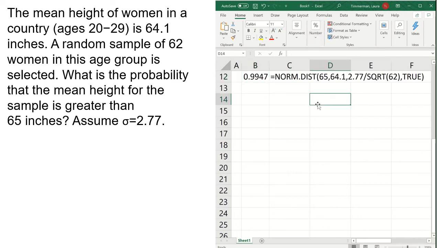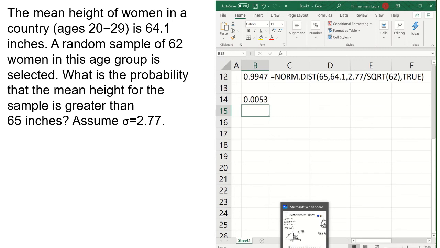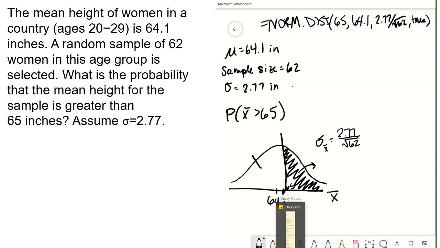Okay. So the probability that it's 65 or less is 0.9947, but we want greater than. So we need to do 1 minus the probability to get our answer. So the answer to our question is 0.0053. Going back to our picture, this was 0.9947, but we wanted the greater than over here, so that was the 0.0053.